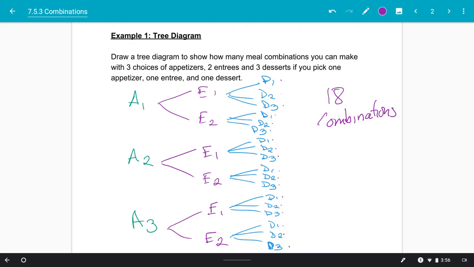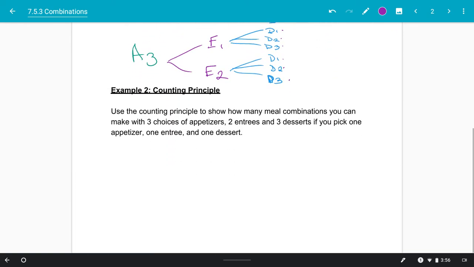Now, if you're sitting there going, well, Mrs. Murphy, if it just wanted you to know combinations, why would we make this tree diagram? Why wouldn't we just use the counting principle? Well, we absolutely could, right? So here, the counting principle, we want to use the counting principle to show how many meal combinations you could make, again, with those 3 choices of appetizers, 2 entrees, and 3 desserts, if you're picking 1 of each.